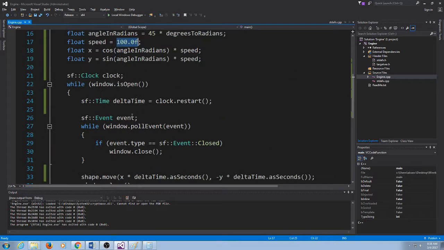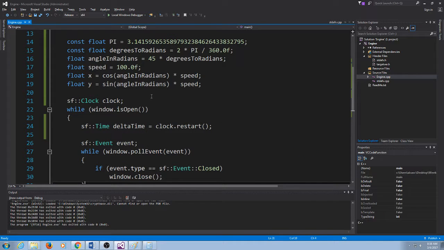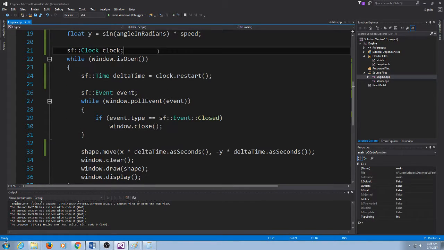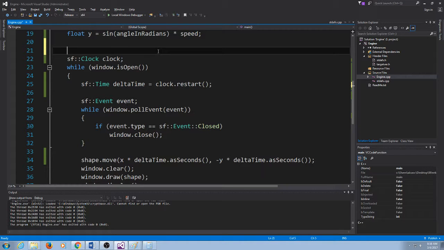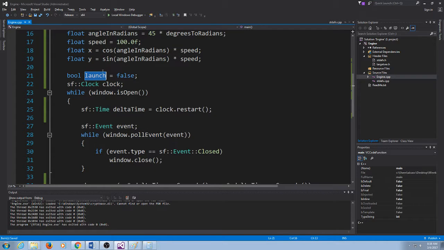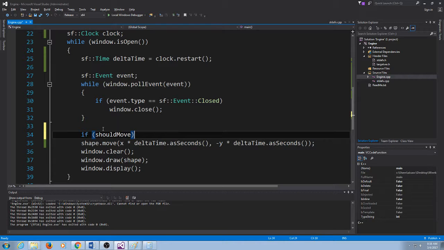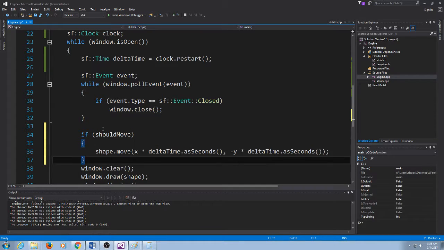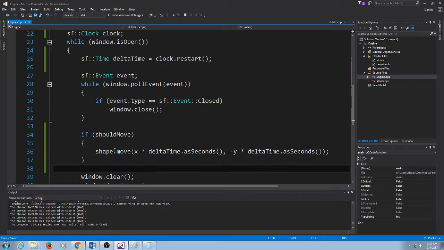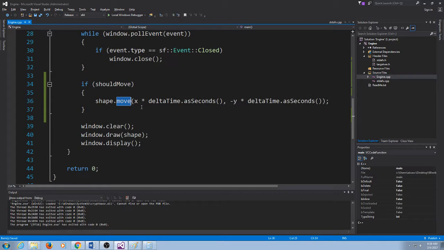So next I want to have this thing move only when I press spacebar, right? Because right now it's moving all the time. And this is a lot like the example for hiding the rectangle. You can make a new variable. I'm going to call this thing should move instead of launch. And instead of moving this all the time, you can have should move be an if statement around the move function call.